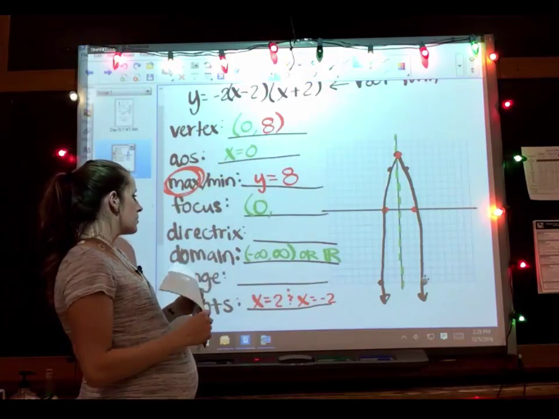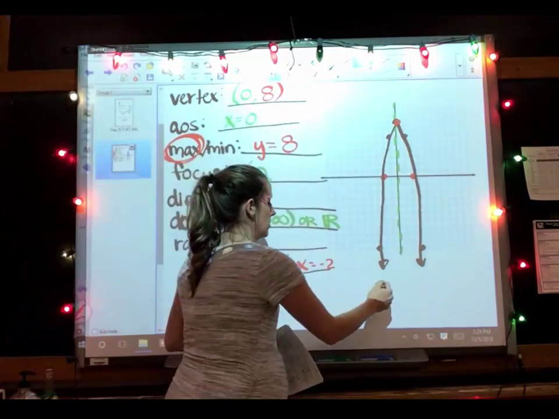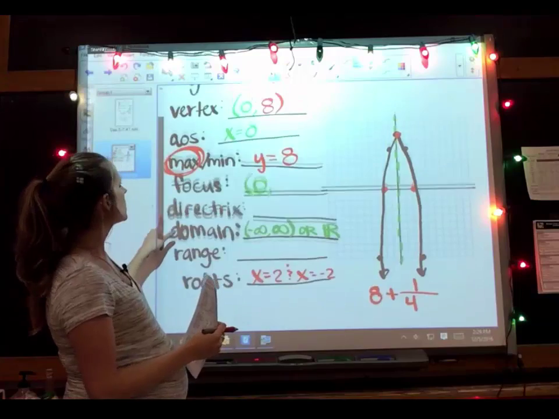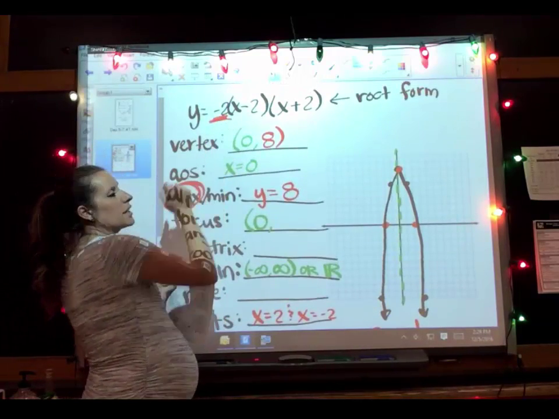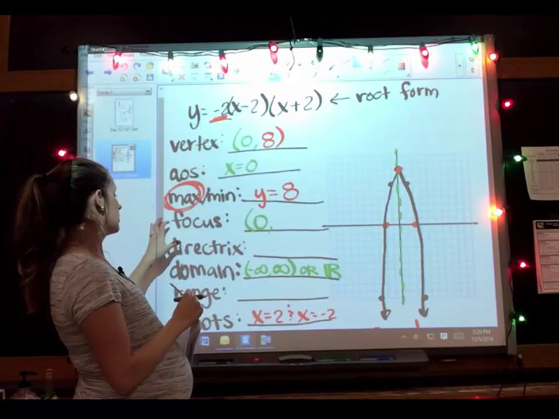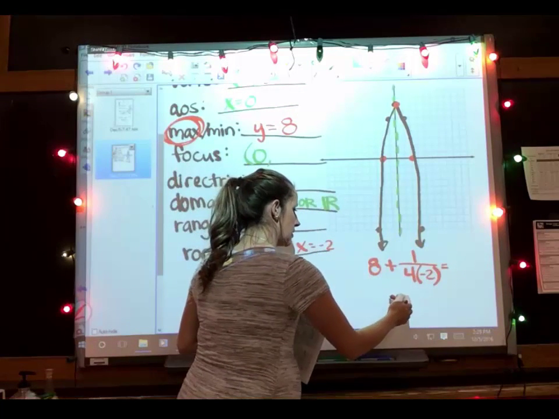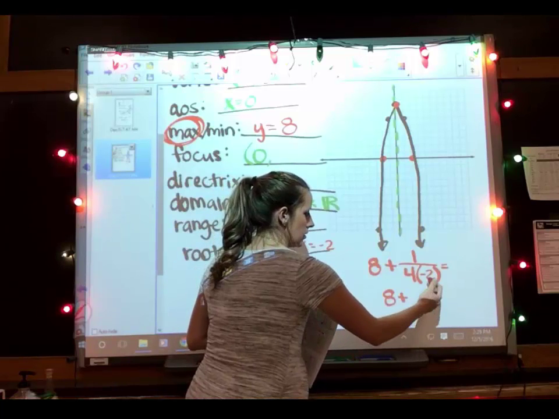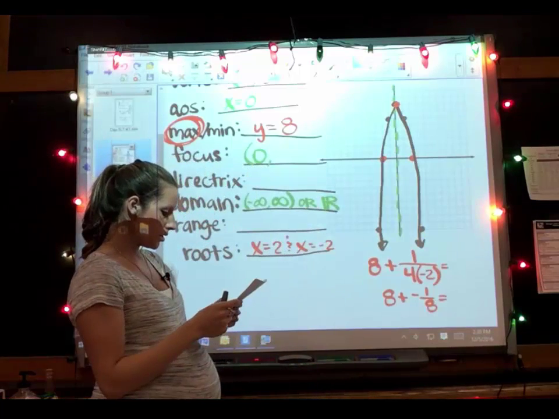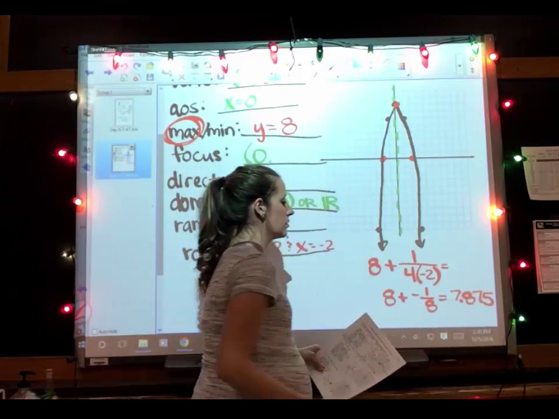The focus, now we can find the focus. It's going to be the y value, 8, plus 1 over 4a. And for this problem, my a is going to be negative 2. Okay, your a is your very first number in your equation, negative 2. Okay, so let's see, we're going to do 8 plus, that would give me negative 1/8. And you should get 7.875. Okay, for your focus.